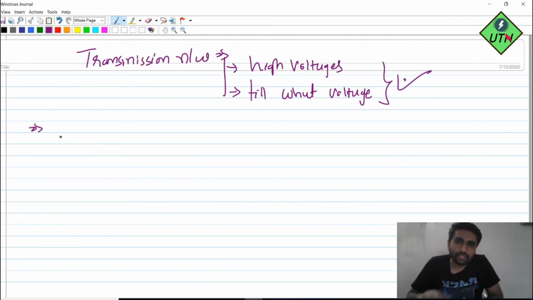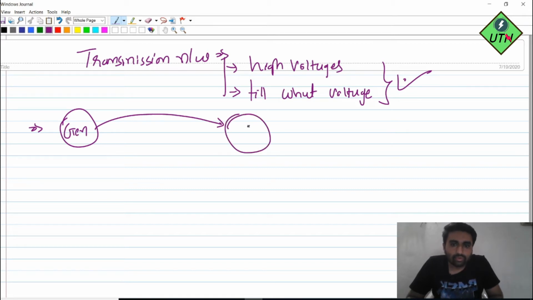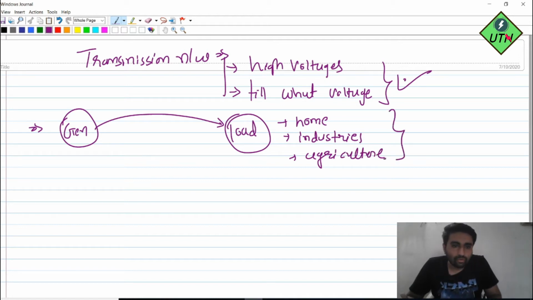We discussed in the previous video that power is generated from a generation station and then transmitted to a particular load. This load is basically our homes, it could be industries, or it could be agriculture. We will also discuss the loads in the next video. Particularly, here we have transmission and distribution, and we have seen that transmission is done at high voltages.